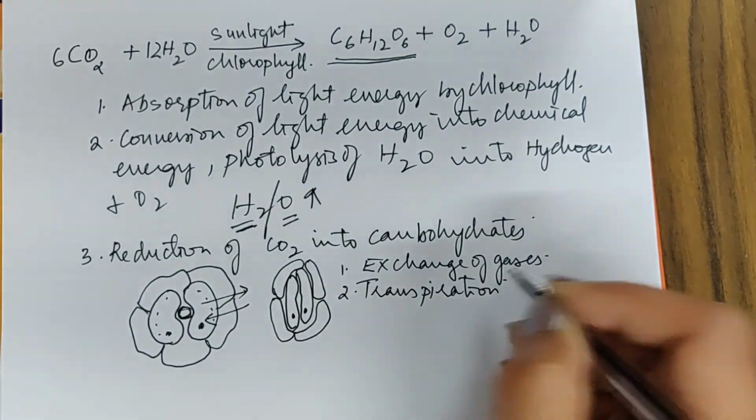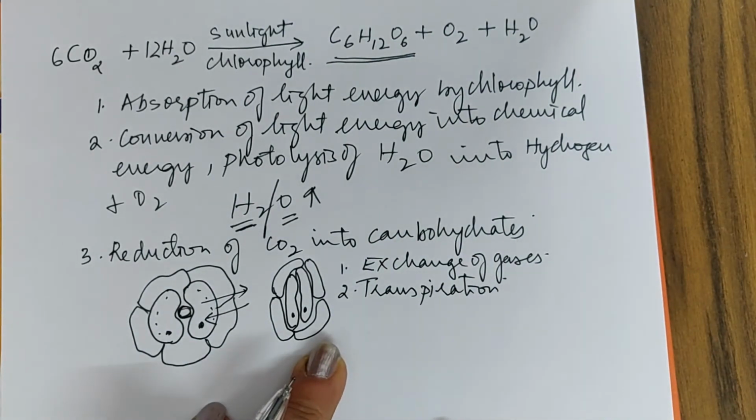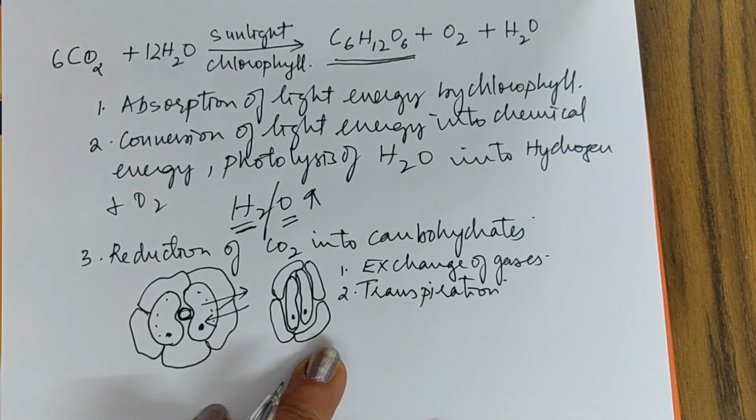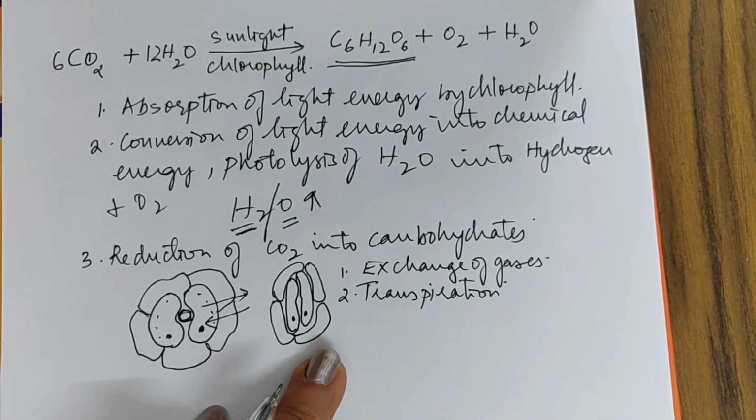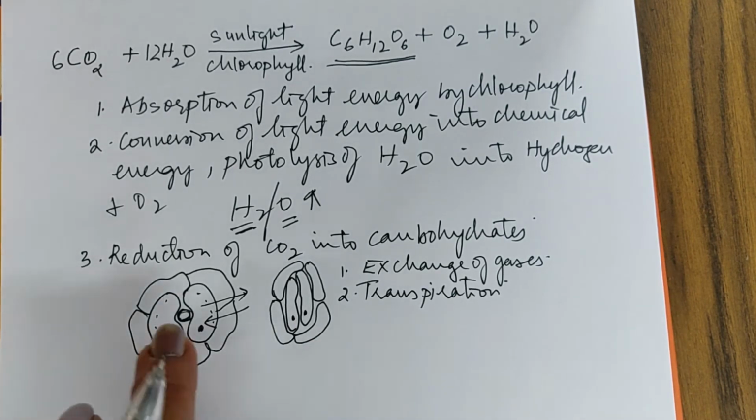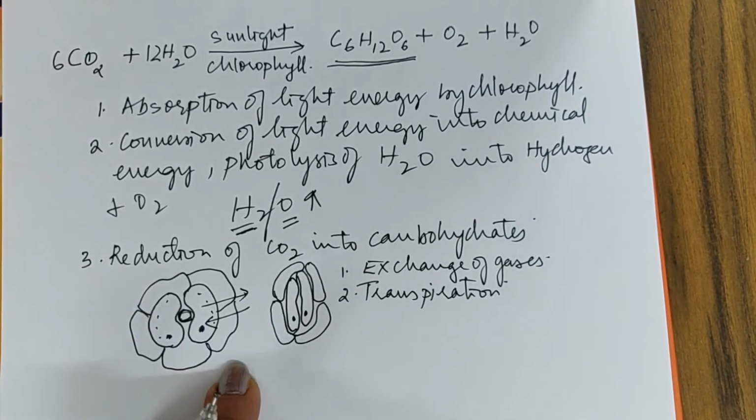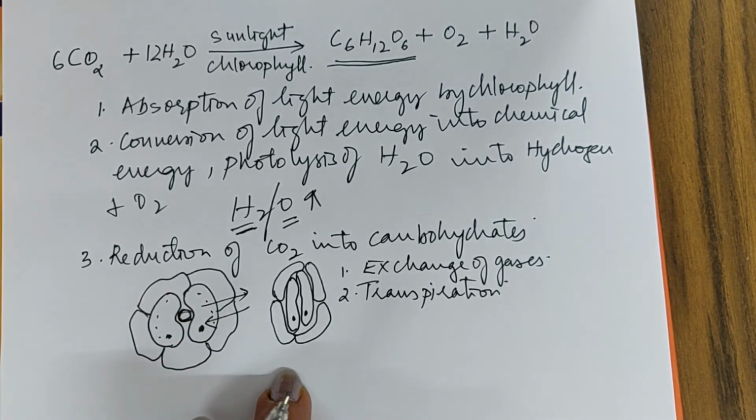Now the plant body is very large. So the exchange of gases is not just taking place on the leaf surface. This exchange of gases also takes place across the surface of the stems and the roots as well, in addition to the leaf surface. This is how photosynthesis is taking place in the green plants.